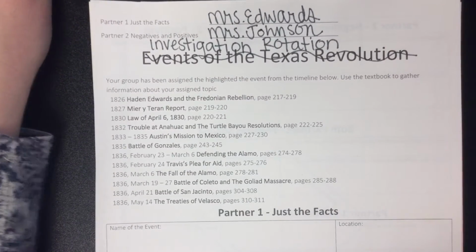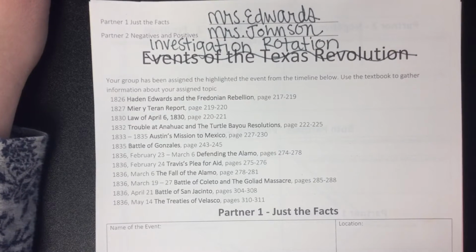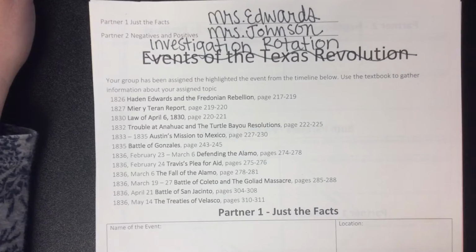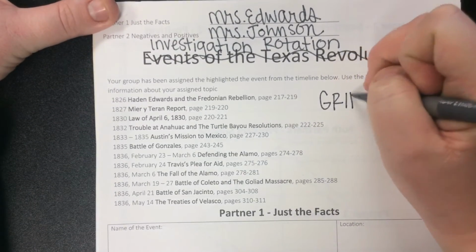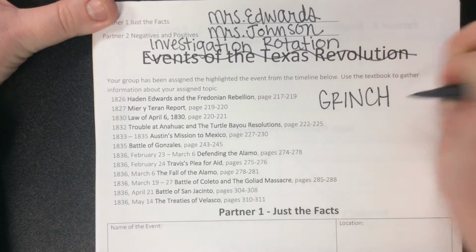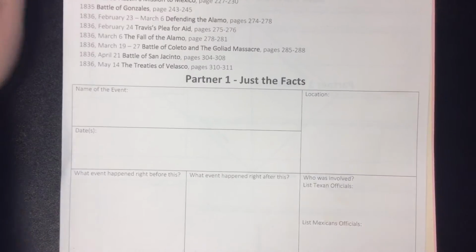Oh, whoops, I forgot to read the directions. Your group has been assigned the highlighted event from the timeline below. Use the textbook to gather the information about the topic. Wait a second. No, we're doing an example. We're going to look at the Grinch. Okay, partner 1, just the facts.